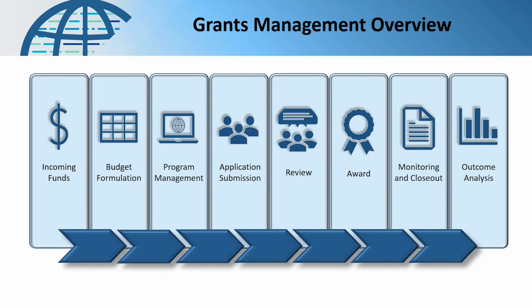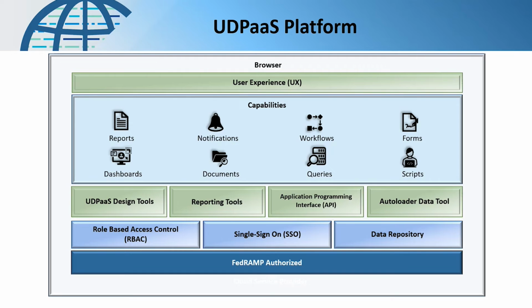So I'm going to demonstrate to you just a few examples of how technology can support your initiatives using a product, UDPaaS. So the next slide. UDPaaS is a full featured cloud-based automation tool that supports the entire grant lifecycle. So from budget management to program definition to applicant tracking, application review capabilities, and all the monitoring capabilities. And it is a platform that is very rich in capability.